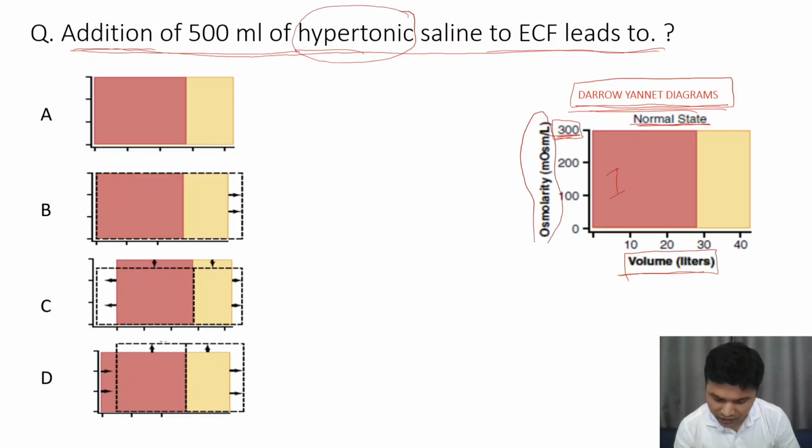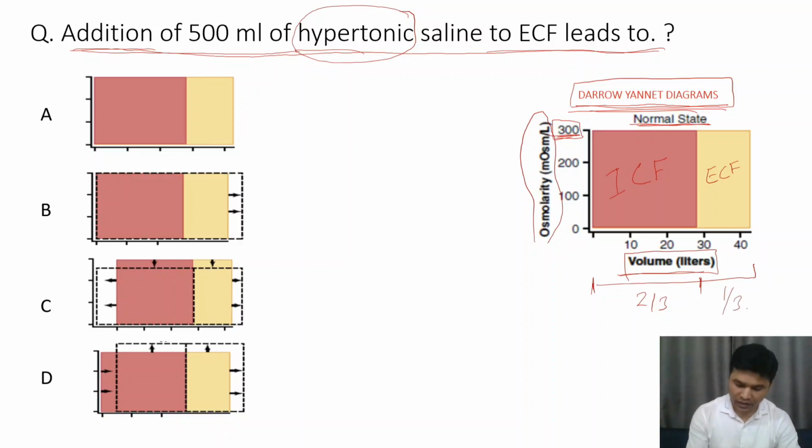So this is the intracellular fluid and this is the extracellular fluid. As we know, the intracellular fluid is more. Total body water is 60%, so this whole graph is showing 60% of body water, and the intracellular fluid is 2/3 and the extracellular fluid 1/3. This is a normal state. Normal state means osmolarity is around 300 and fluid is distributed properly. The 2/3 and 1/3 distribution was there, and osmolarity was also the same in both cases.